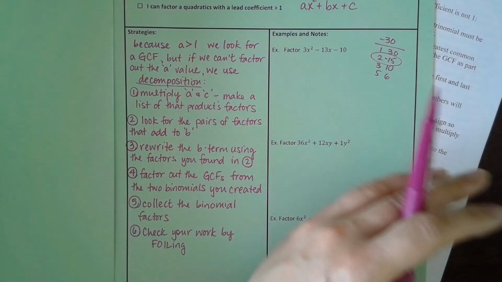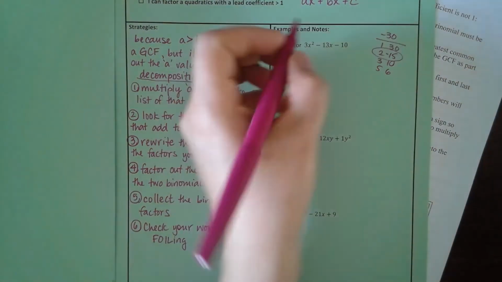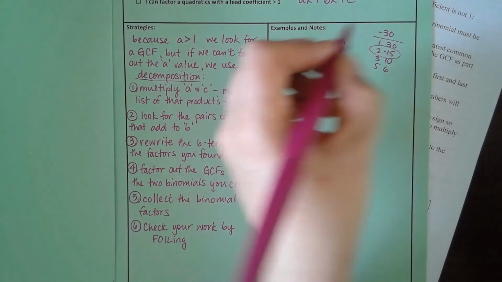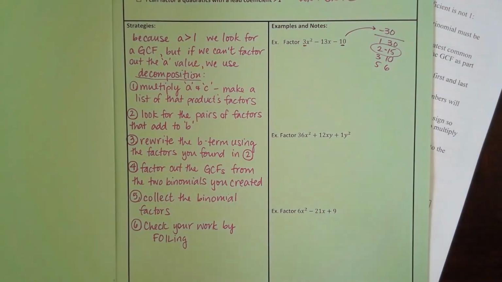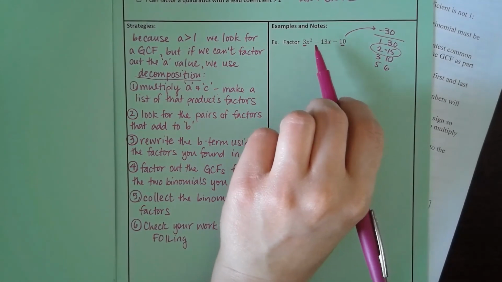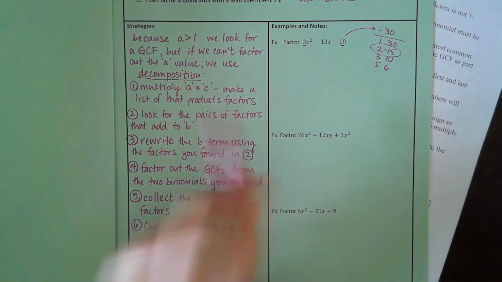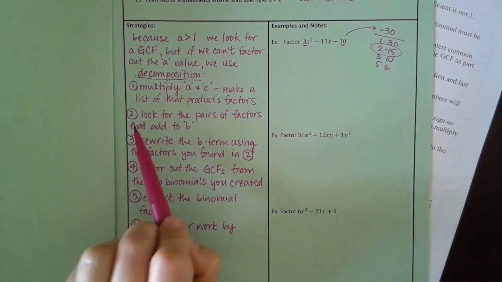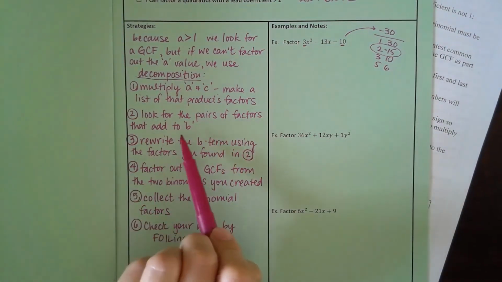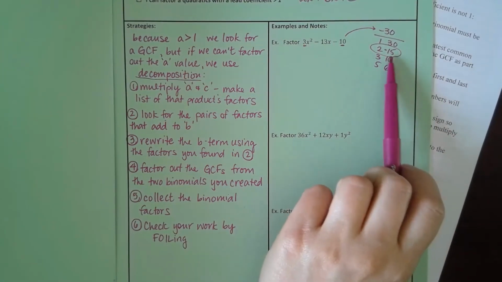Okay, so this should look pretty familiar so far to what we've done before. The only thing that's different now is we have to multiply these guys together to make that 30. Before we just looked at the c term. Now we need to multiply that c term by the a term first. So we've got this 2 and this minus 15. That's step 1. Step 2, look for the pairs of factors that add to b. So we did that. We found the pair of factors that add to b.